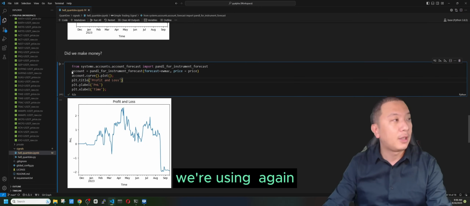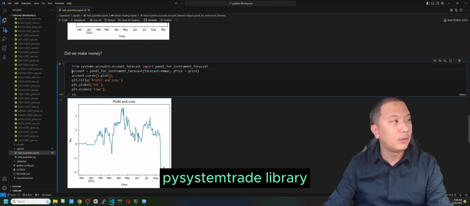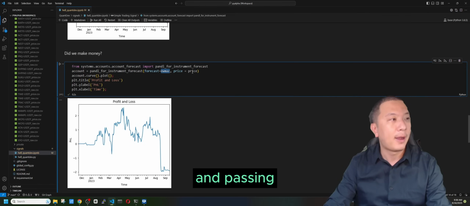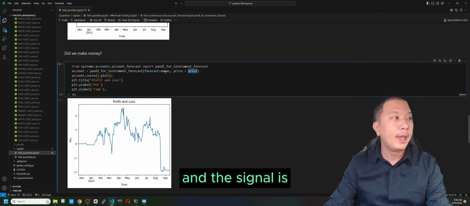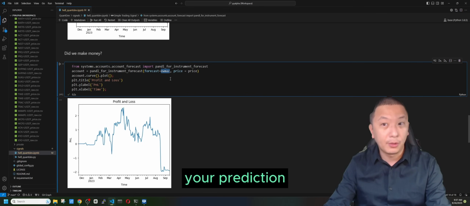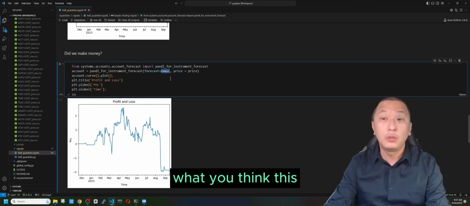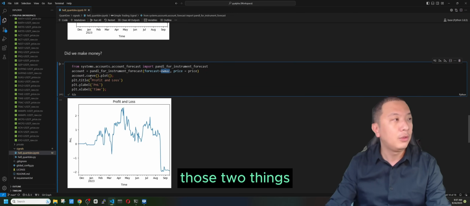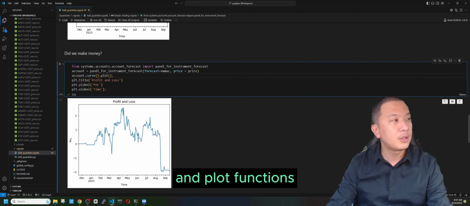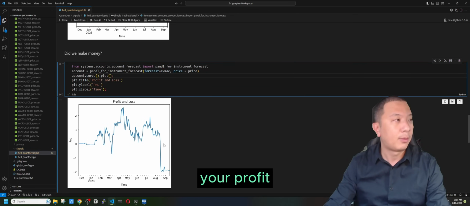Here we again use another PySystematicTrade function, passing in your signals and the price. Price is what happened from history, and the signal is your prediction of how you think this price will move in the next period. You pass those two things into the curve and plot functions here. This is your profit and loss.